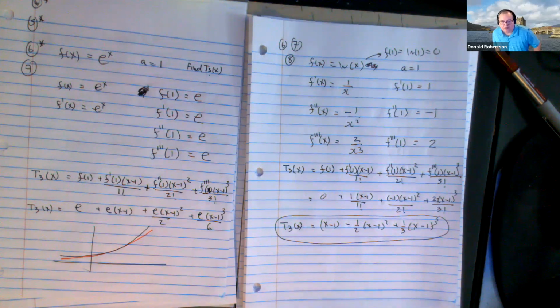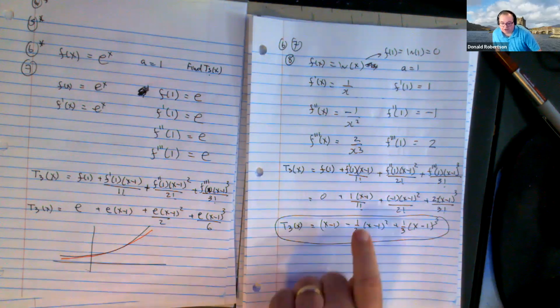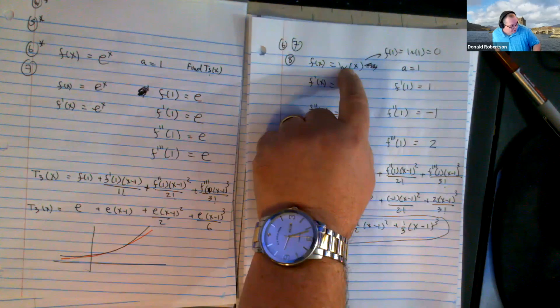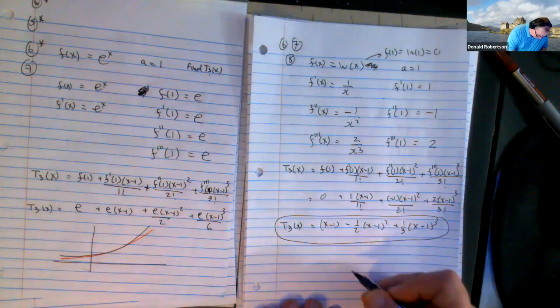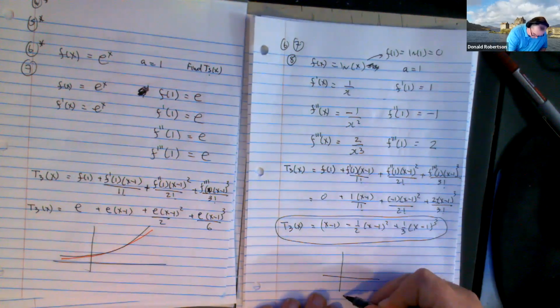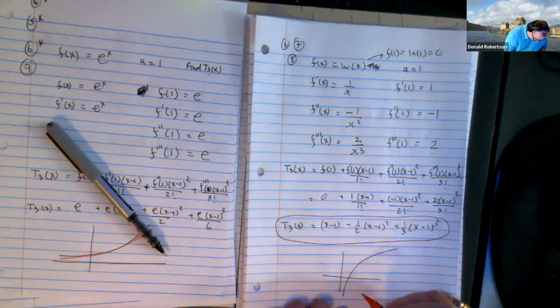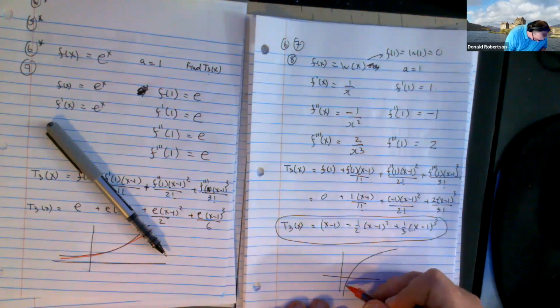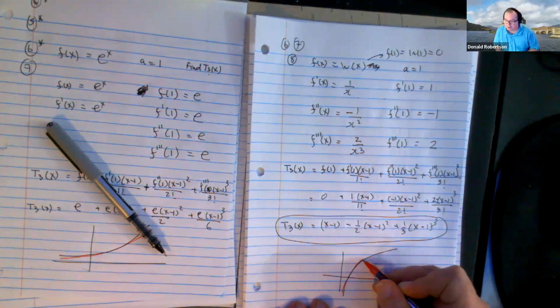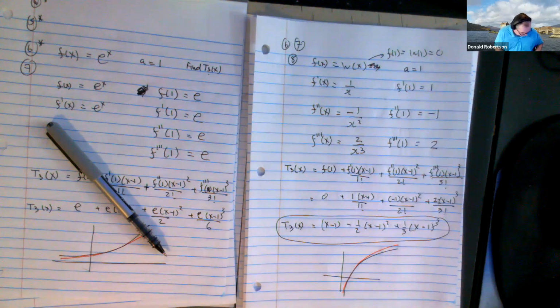And you can plug that guy into Desmos, and you can plug this guy into Desmos. And if you do a log function, it looks like that. And if you do this thing into Desmos, it probably looks, well, maybe something like that, right? It'll be close, but it won't be perfect.